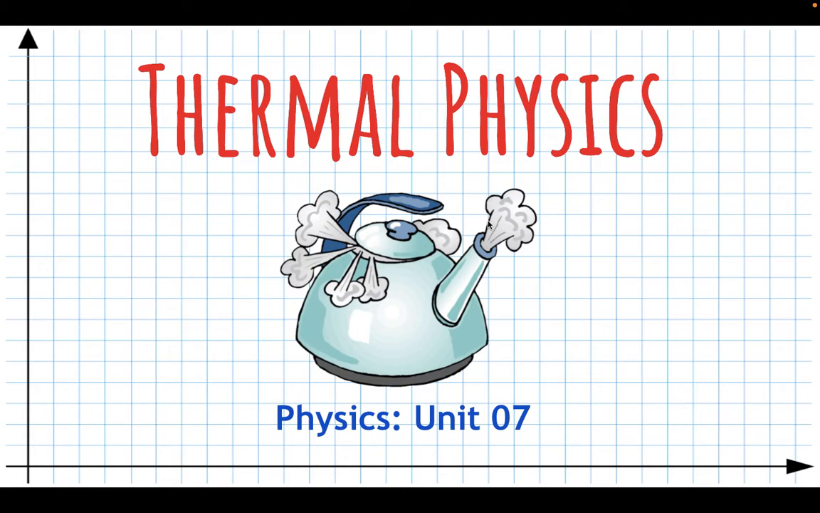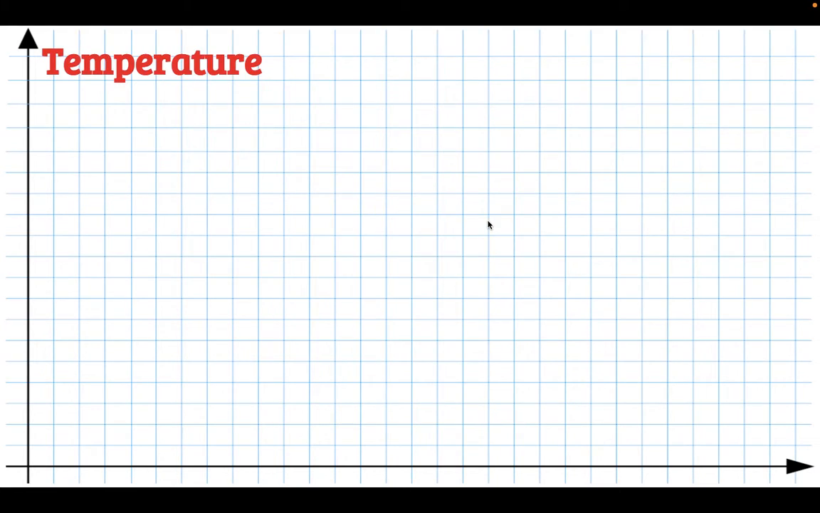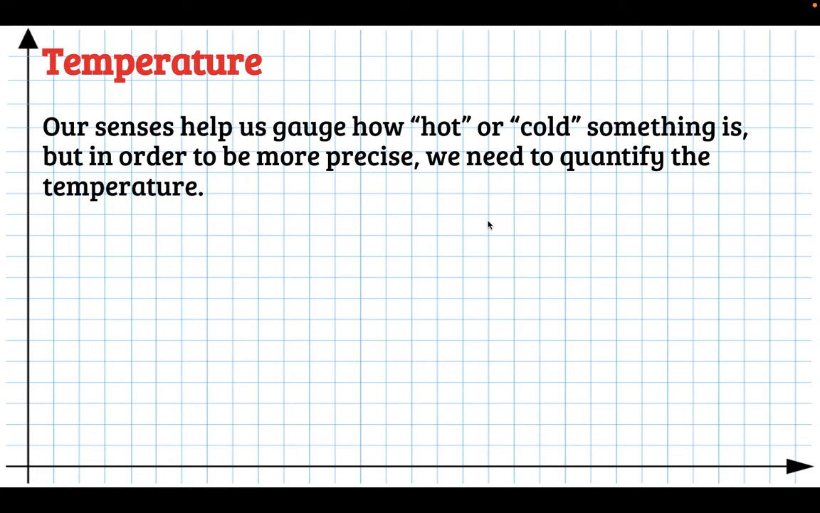In this unit, we're going to look at thermal physics. We're going to start off by taking a look at temperature. So our senses help us gauge how hot or cold something is, but they're not very precise, and you can't use your hand to determine if the oven is the right temperature for baking cookies, for example. So we need a precise way to quantify temperature.